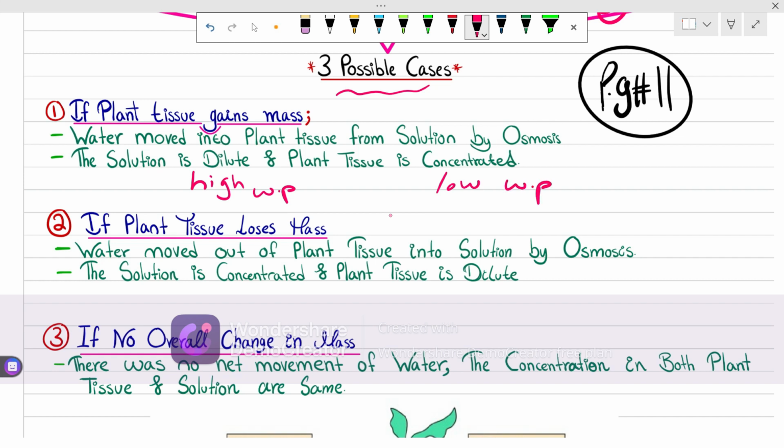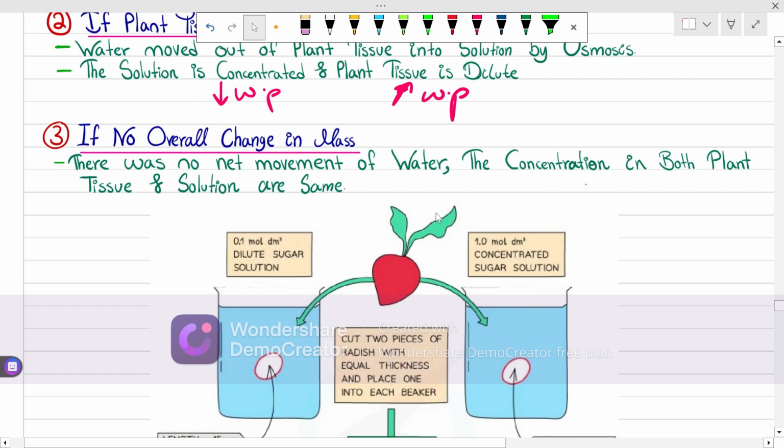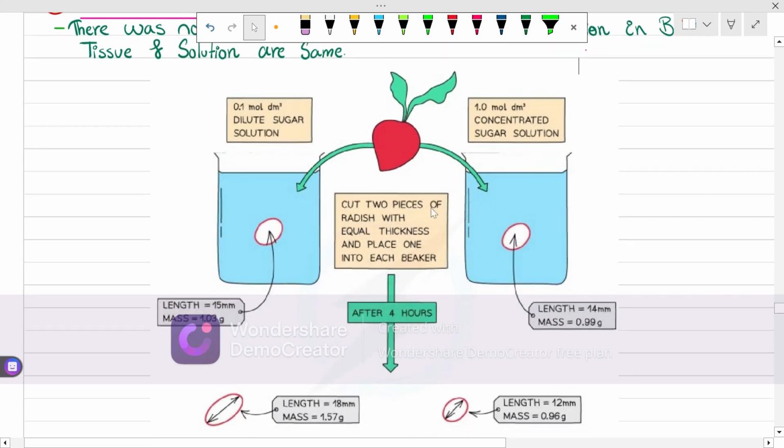If the plant tissue loses mass, water moved out of the plant tissue into the solution by osmosis. This means the solution is concentrated, low water potential, and the plant tissue is dilute, high water potential. If there is no overall change in mass, this means there was no net movement of water, and the concentration in both the tissue and the solution are the same.